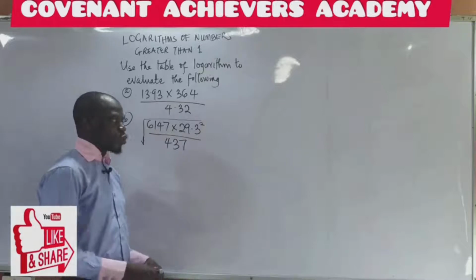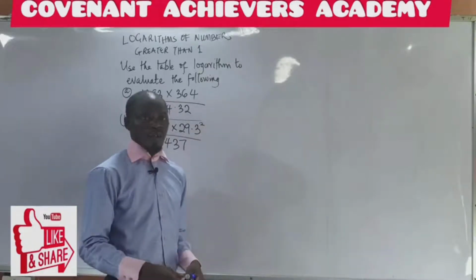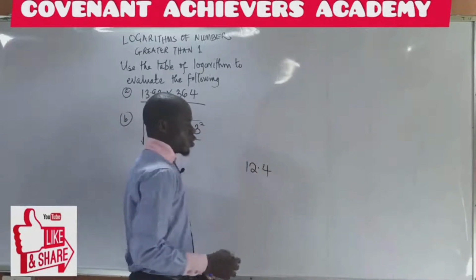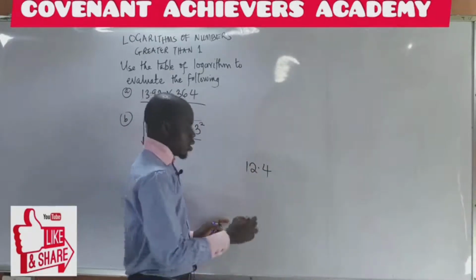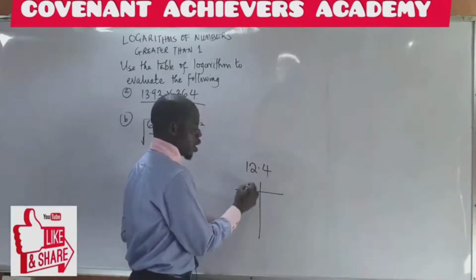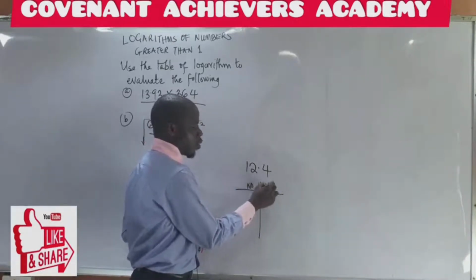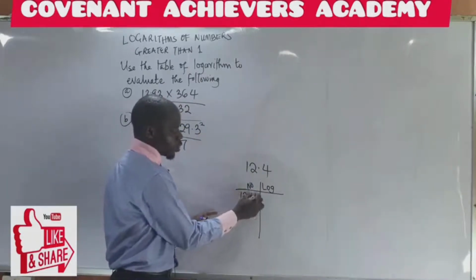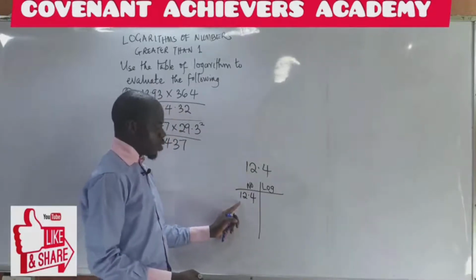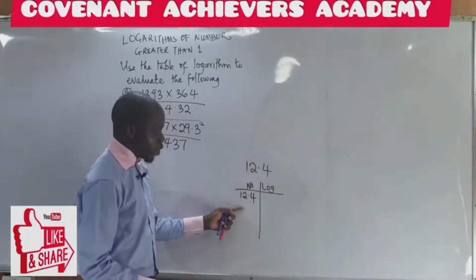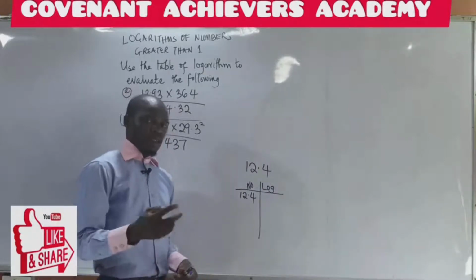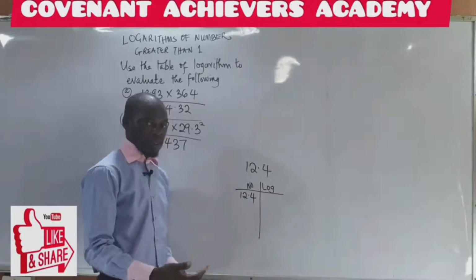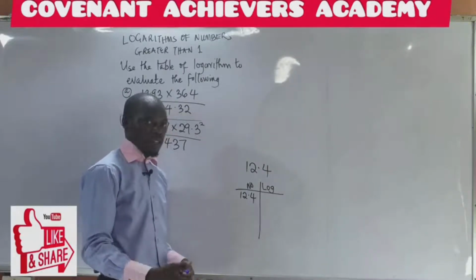When you are given a number and you want to determine the logarithm of the number, taking for instance 12.4, you are going to have your table with number and then log. This is your number, 12.4, and you want to find its logarithm. Before you can get it, remember the logarithm consists of two parts: the whole number part, which is the characteristic, and the mantissa, which is the decimal part.